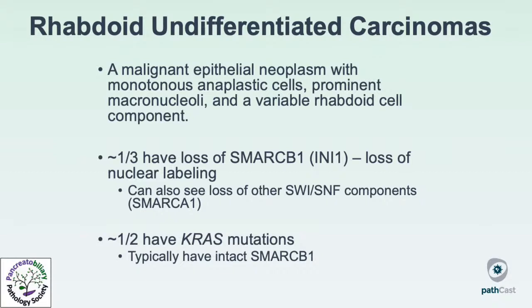So a subset of these rhabdoid undifferentiated carcinomas of the pancreas seem to have a similar genetic profile to rhabdoid carcinomas in other organs. This is really in contrast to the other part of these, which have KRAS mutations and kind of typical genetics for pancreatic ductal adenocarcinoma and have intact SMARCB1. So the rhabdoid undifferentiated carcinoma seems to be a molecularly heterogeneous group. This doesn't have clinical impact right now, but as targeted therapies are developed, it may become important to distinguish the rhabdoid ones with the INI loss from the rhabdoid ones that are just typical KRAS mutant carcinomas.